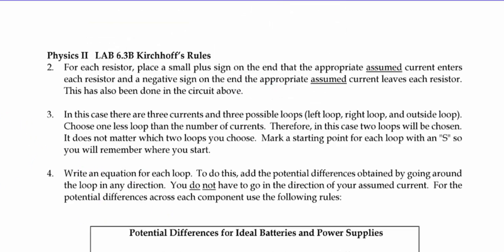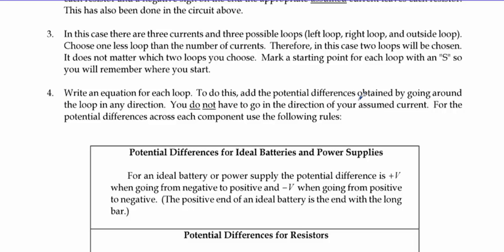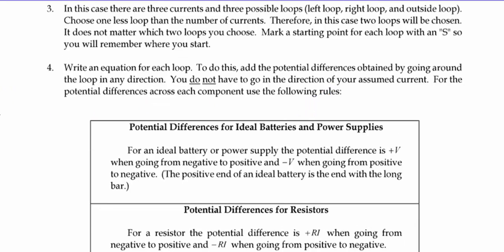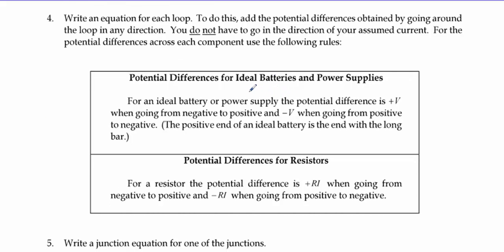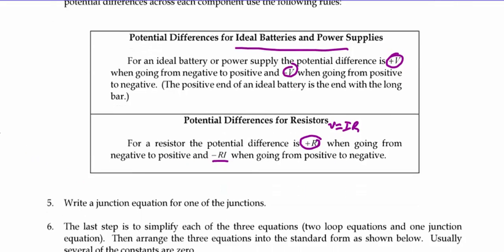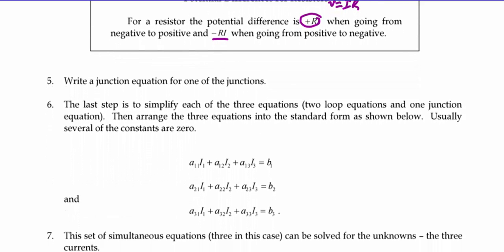Okay, we're going to write an equation for each loop. To do this, we add the potential differences going around the loop in any direction. We don't have to go in the direction of our assumed current. For the potential differences across each, we use these 2 rules. The potential difference for an ideal battery and a power supply is positive when we go from negative to positive, and it's negative when going from positive to negative. The same is true for resistors. The potential difference for a resistor, remember voltage according to Ohm's law is current times resistance, we assign as positive when we go from negative to positive and negative when positive to negative. So we're going to write an equation for each one of these things.